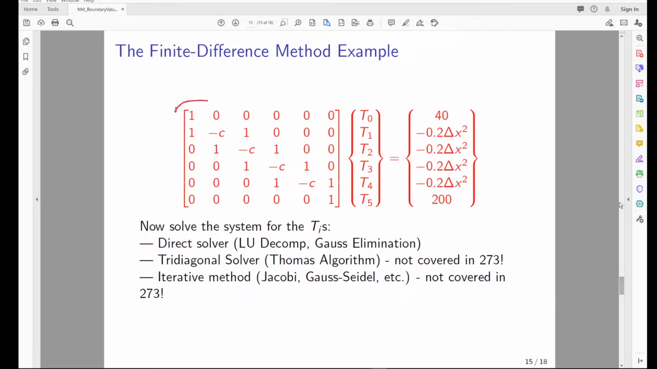All right, so now I'm left with this matrix right here, and we of course call this our A matrix, our coefficient matrix. We call this our unknown vector. We can call it T for now because we're after T, we're not after x. And we can call this our B-side vector.